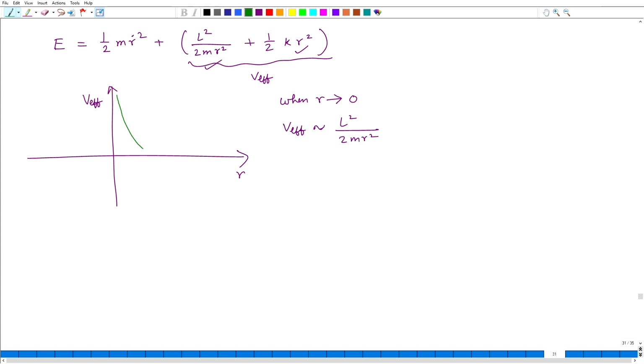Again, when R tends to infinity, then this term goes off very quickly, but this term dominates, then V effective will be half k r square, and that looks like something like this. Like this, and so when we are combining these two, the resulting potential should be given by this. And we just erase this part.